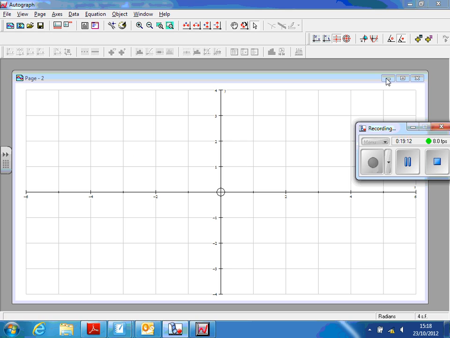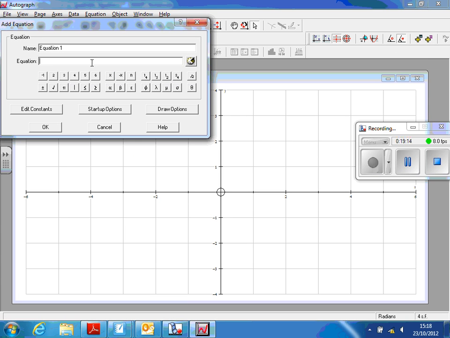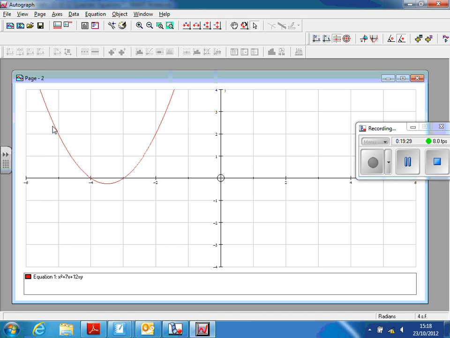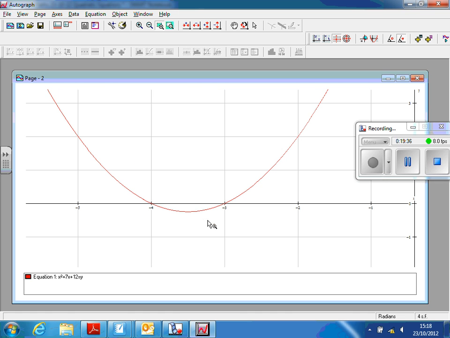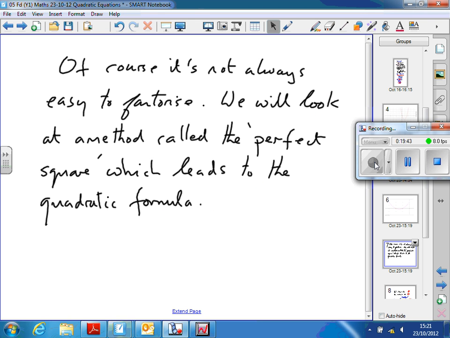So again, if we go to Autograph and type in x squared plus 7x plus 12, not equal to 0 but equals y, then we'll plot the function and look for when y equals 0, in other words, the x intercept, and we get the graph. There it is, and we can see by looking at it that it cuts the x-axis at minus 4 and minus 3. So you can see the two solutions are negative 4, negative 3, as we predicted. So it's not always easy to factorise.